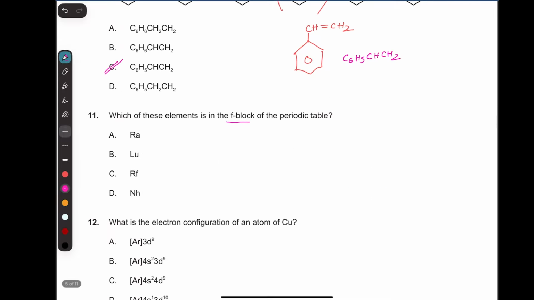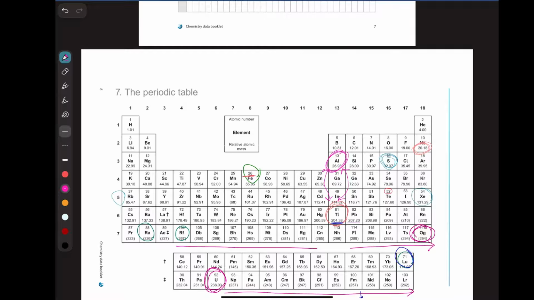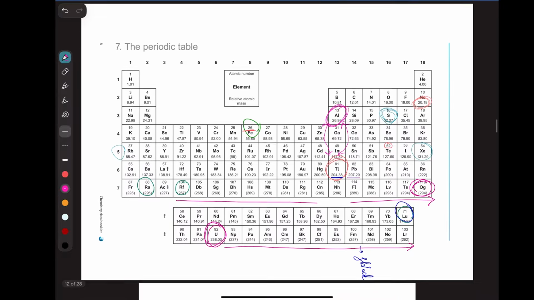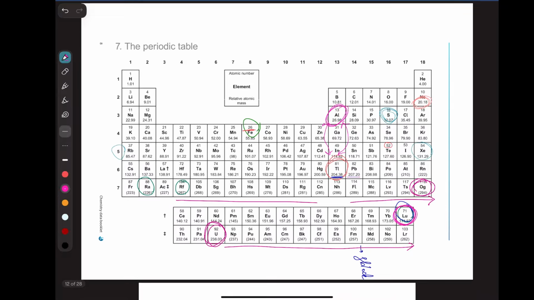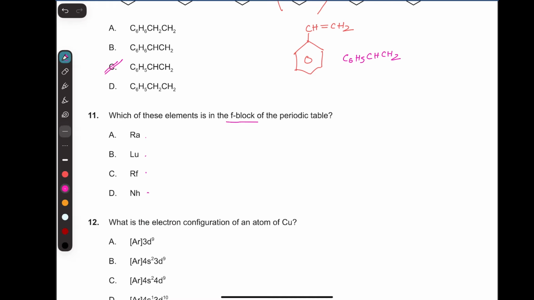Next, which of the elements is in the F block of the periodic table? So radium, Lu, Rf, and Nh. If you check, Lu belongs to the F block elements. So answer would directly be Lu.